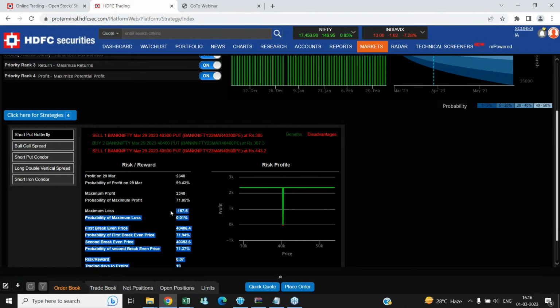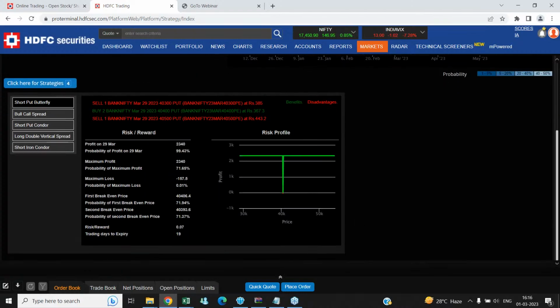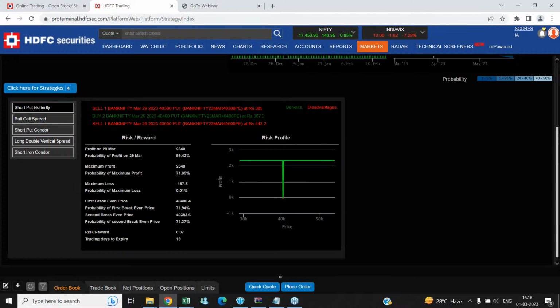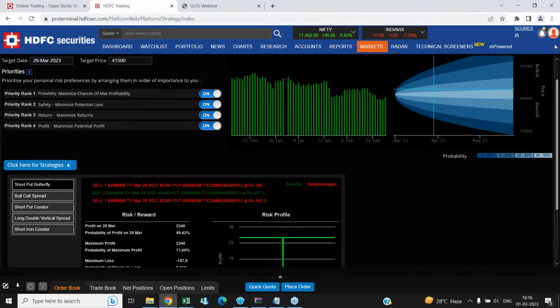So if you do this strategy, there is only 157 rupees as the maximum loss, however maximum profit is 2340. So here you can select based on your risk and reward probability, and then select the strategy you want. So I hope it is now clear.